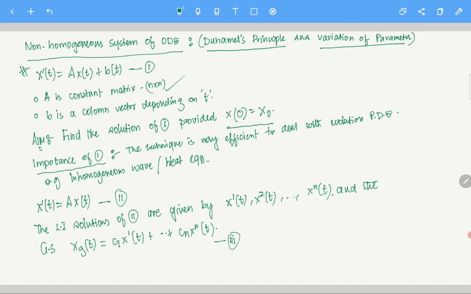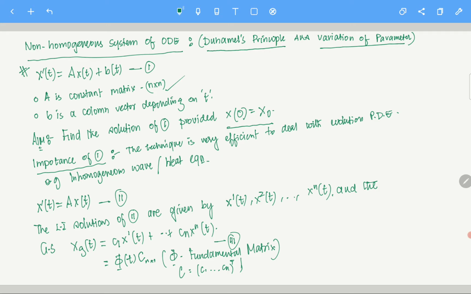If you want, you can write it in terms of phi of t times the constant C, where phi is the fundamental matrix. You can write it like this also, and C is an arbitrary constant, basically a column vector given by C1, C2, up to Cn. So xg can be written like this. So C is an n cross 1 vector.